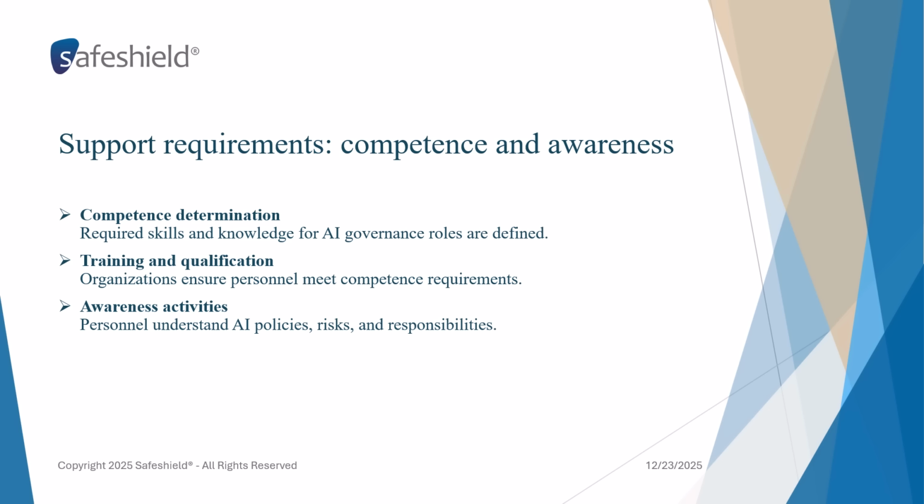Competence and awareness determine whether AIMS controls work as designed. ISO 42001 requires the organization to define the competencies needed for roles that affect AI governance outcomes and to ensure those competencies are achieved and maintained. This requirement applies to more than technical teams. It includes product owners, risk and compliance personnel, procurement teams, data stewards, operations teams, and internal auditors.